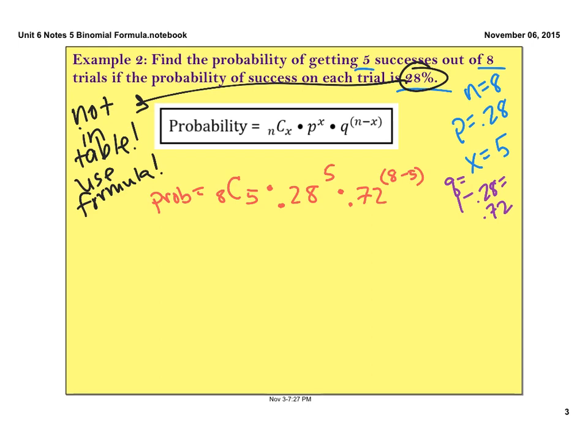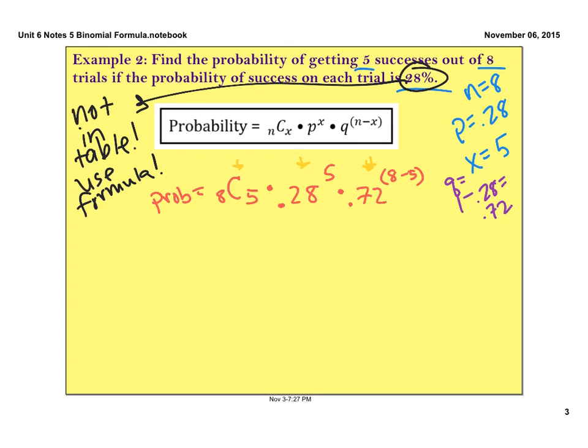So this first piece right here is the number of ways I can choose 5 objects from 8. This second piece is the probability of success raised to the number of successes. This third piece, this last piece, is the probability of failure raised to the number of failures. All right, so now let's actually go through and calculate.